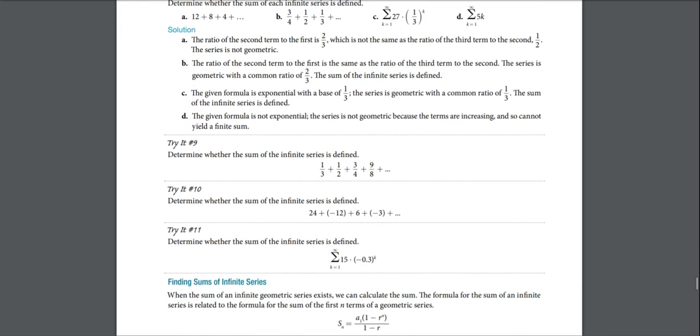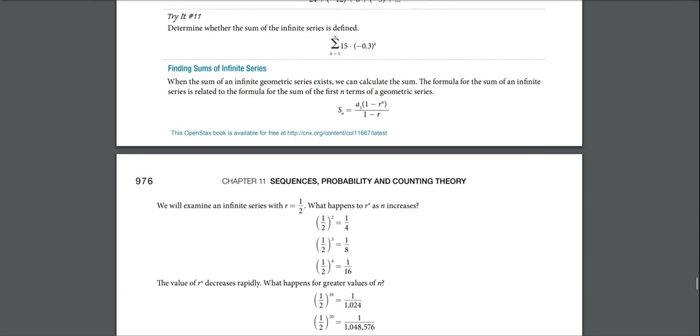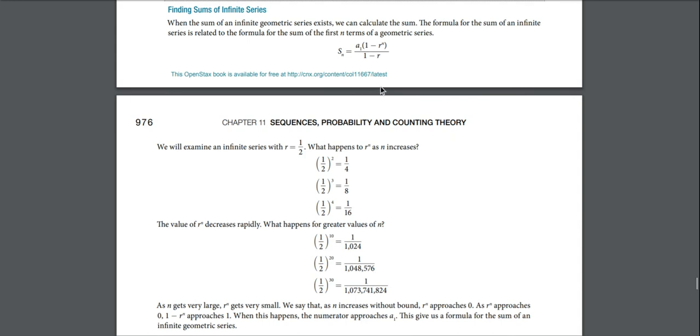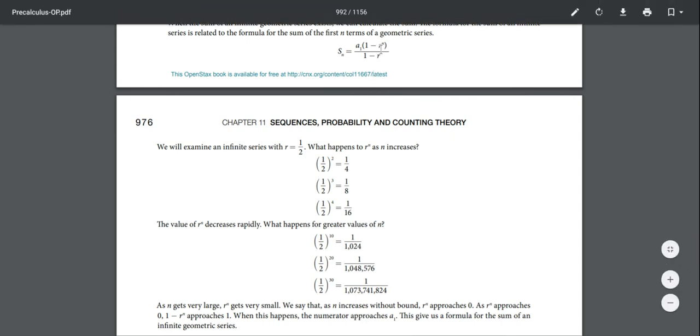Continuing on. All right, so let's talk about how we find a sum. If the sum is defined, how do we find it? Well, first of all, r is between -1 and 1, right? So the absolute value of r is less than 1. So what happens to r to the n as n goes to infinity if the absolute value of r is less than 1?